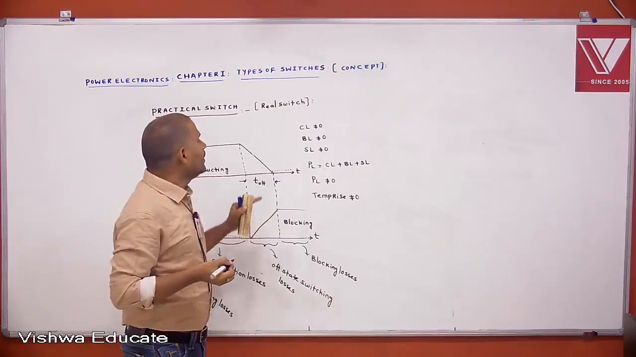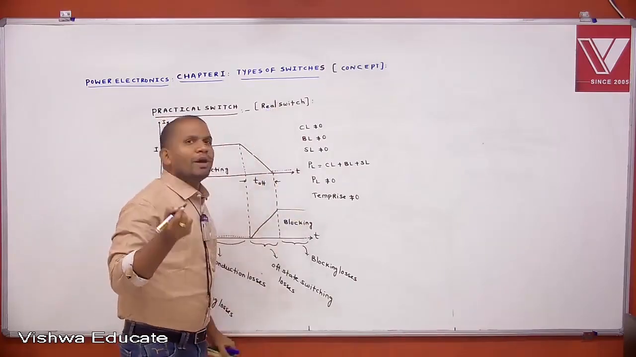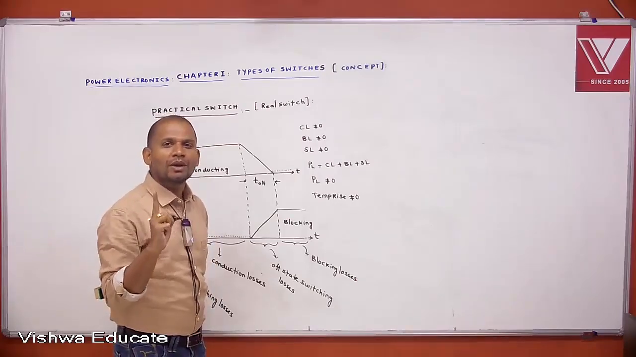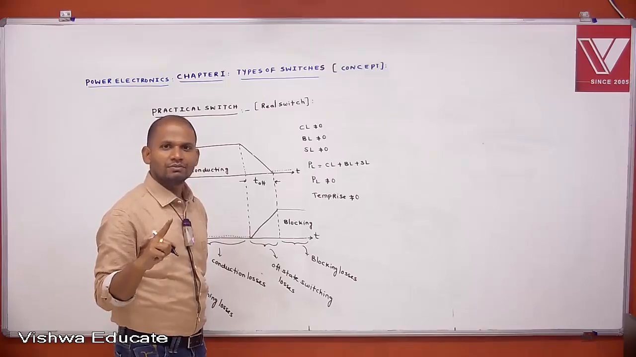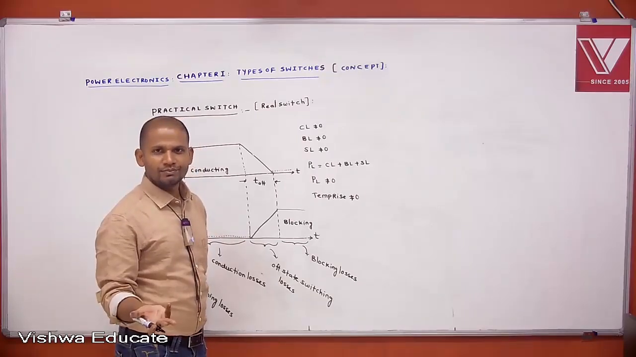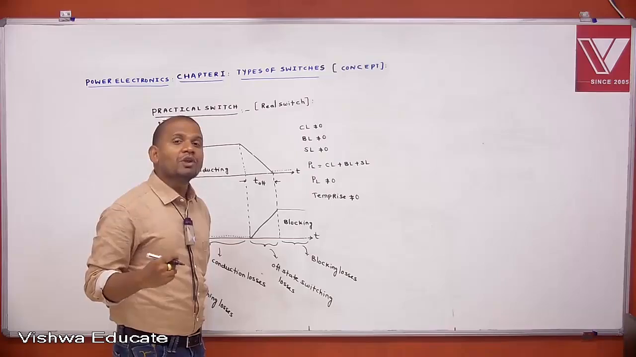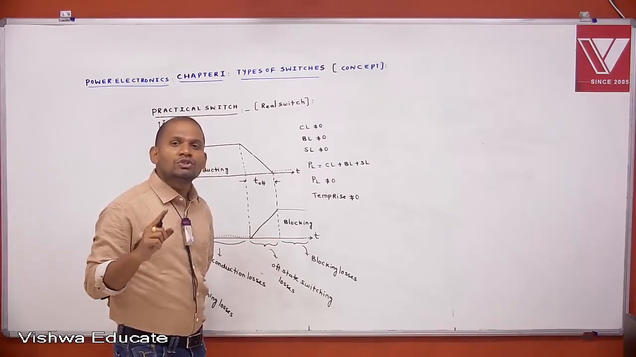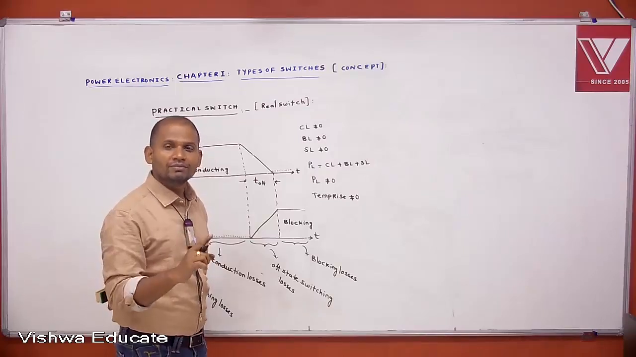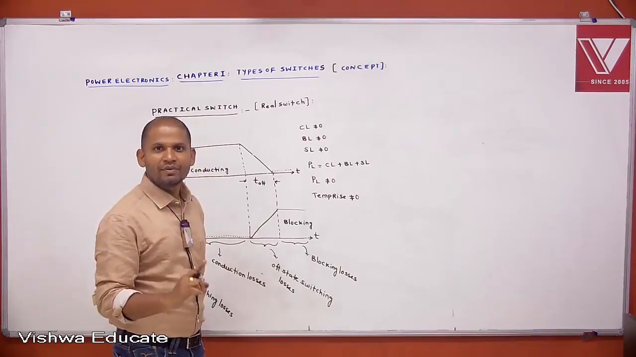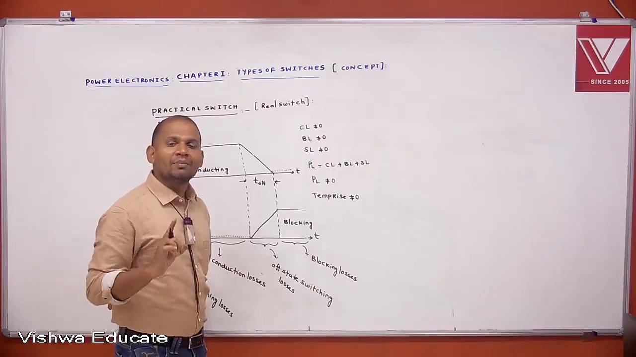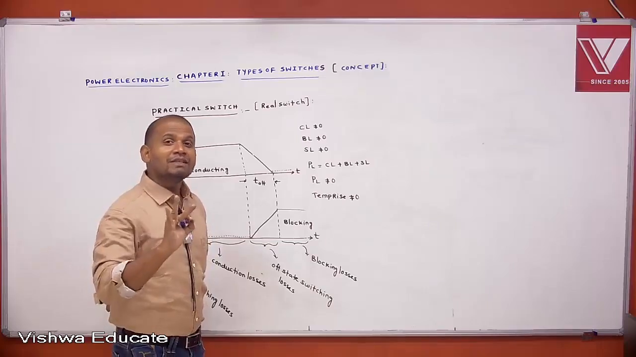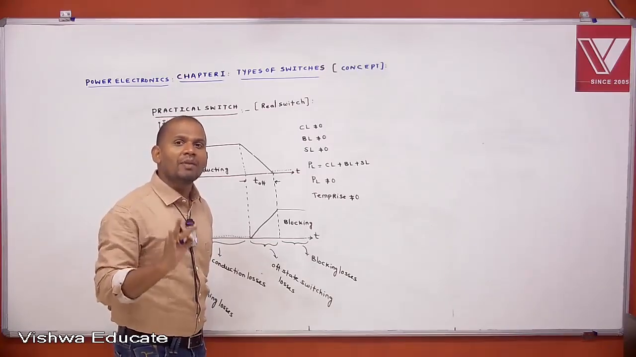Understand? That's why in a practical switch, temperature rise is not equal to 0. But the point to remember: during the operation of a switch or device, every device is used as a switch. During the operation, if the temperature rise is not equal to 0, it must be operated within the safe operating area. Otherwise, because of high temperature rise, the device may be permanently damaged. Temperature rise causes permanent damage of the device.